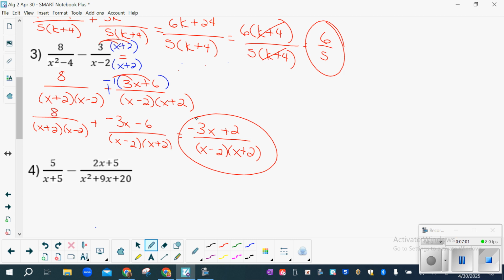Back to this step up here. This is a frequent mistake that students make. If they rewrite this out as another step, they say, oh, I've got an x plus 2 here and an x plus 2 here that I can cancel. Why is it that we don't want to cancel those? Subtraction.